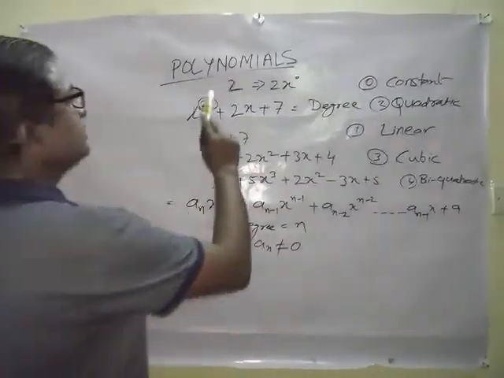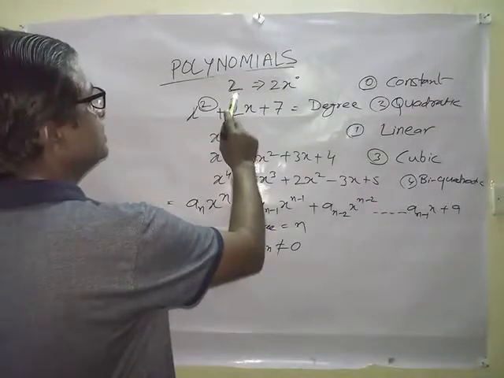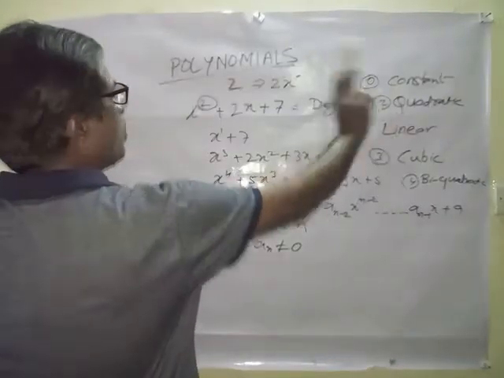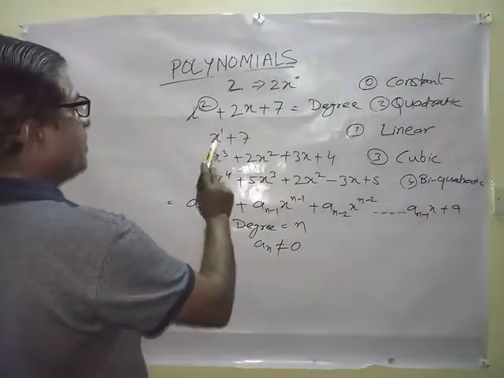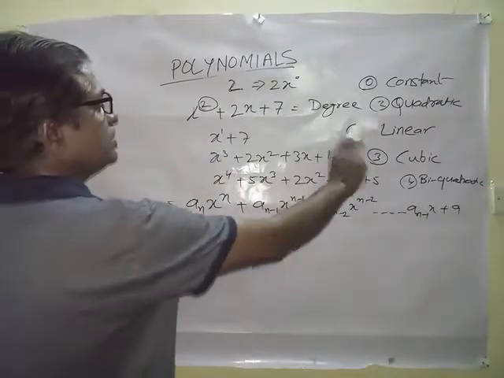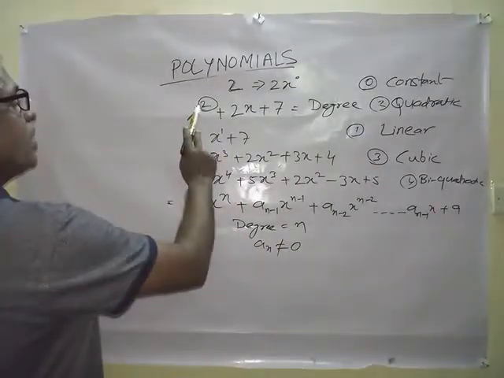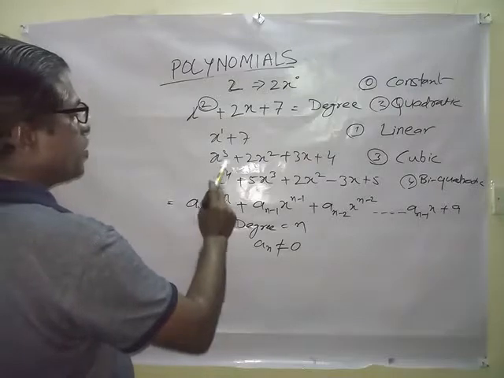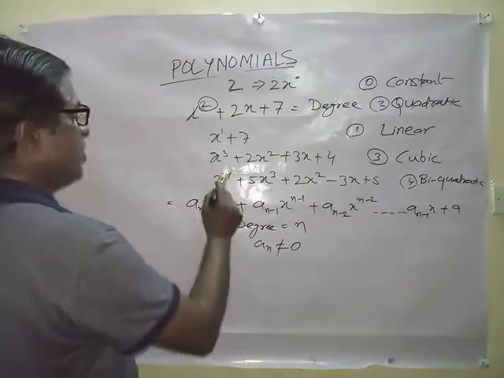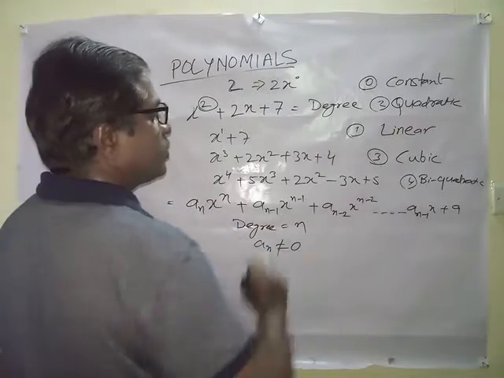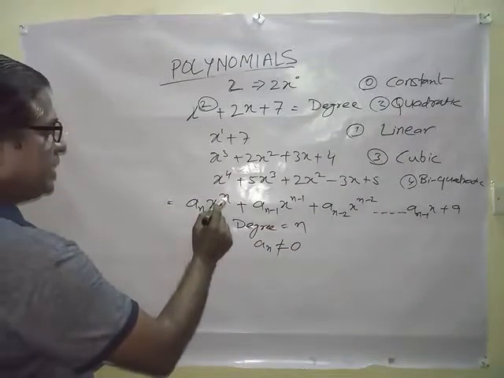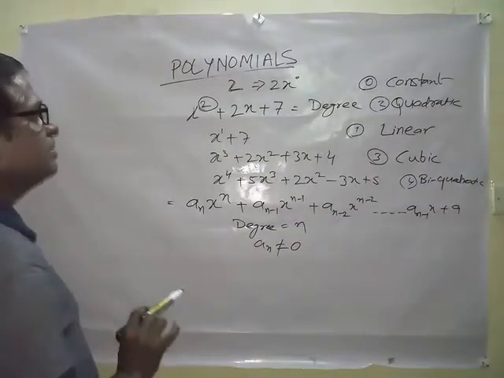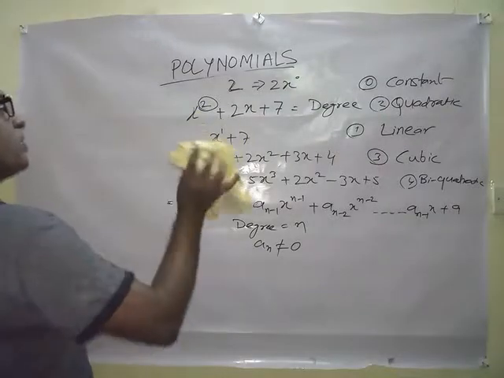I will repeat once again. When there is only one constant, that is also a polynomial equation, and it is known as degree 0 or constant. If it is x plus 7, where the power is only 1, then it is called linear. Where the highest power is 2, it is called quadratic. When the highest power is 3, it is called cubic. When the highest power is 4, it is called biquadratic. If the highest power is n, where a_n is not equal to 0, then the degree is n, and that is how it is. So just remember this.